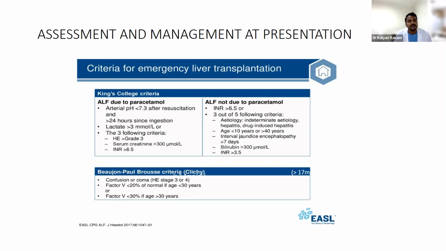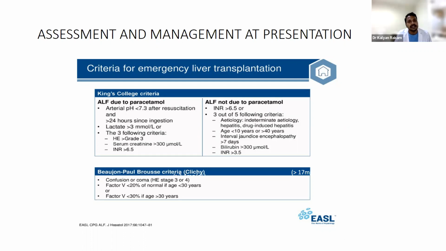There is a criteria, King's College criteria, which will guide us on whether this patient who landed up in ICU with acute liver failure would require a liver transplantation or not. This assessment should be done in the initial setting, as soon as we stabilize the case. Once we get the labs, we should assess if this patient is fit for liver transplantation. If so, we have to notify the transplant team immediately and make sure that they are a part of the treating team as well.